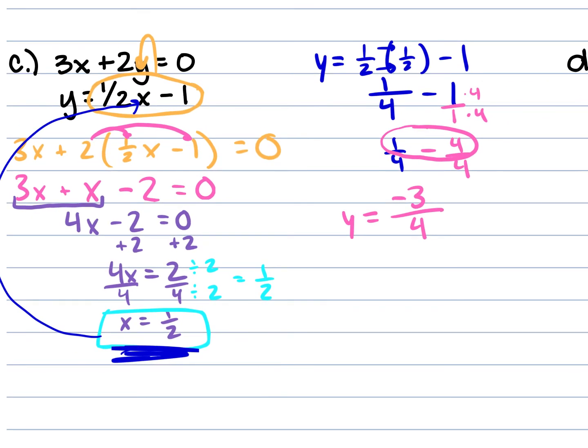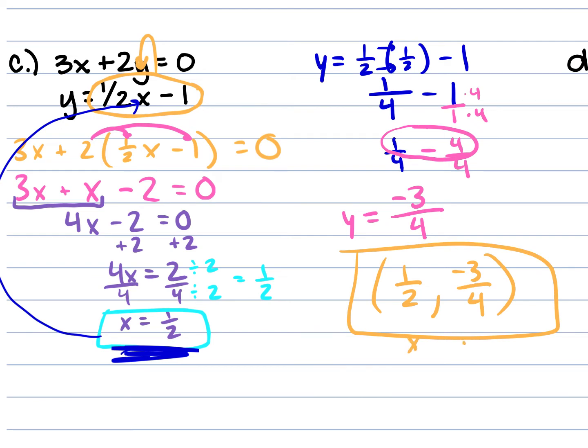And then how would I write my answer? One half comma -3 over 4. Perfect. It's always your x, then your y.